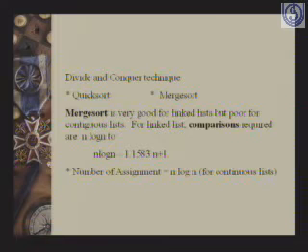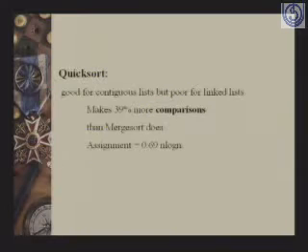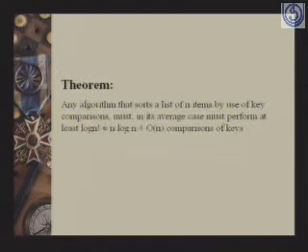The merge sort is very good for linked lists, but very poor for contiguous lists. It has been found through experimentation. And for linked lists, the comparisons required are about n log n. The number of assignments in merge sort is equal to n log n. Quick sort takes about 39% more comparisons than merge sort. It is experimentally found.